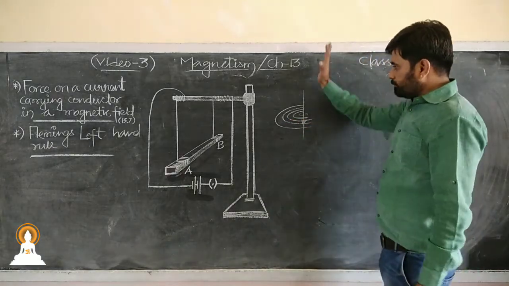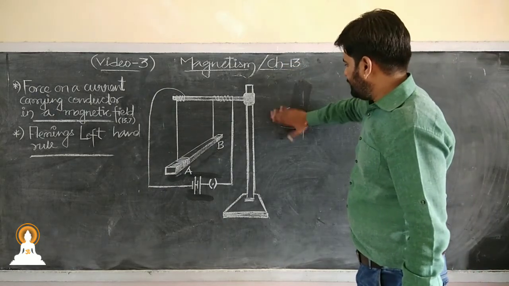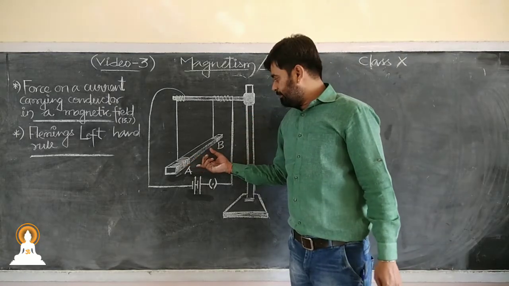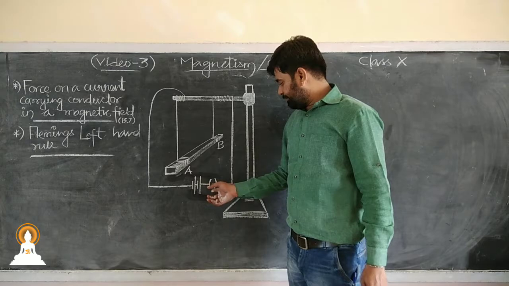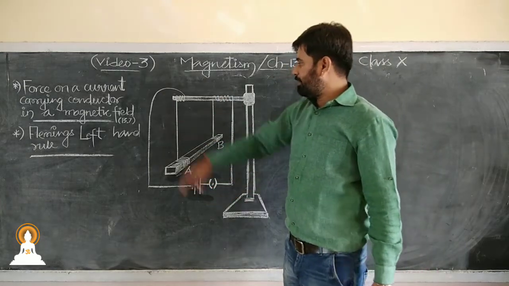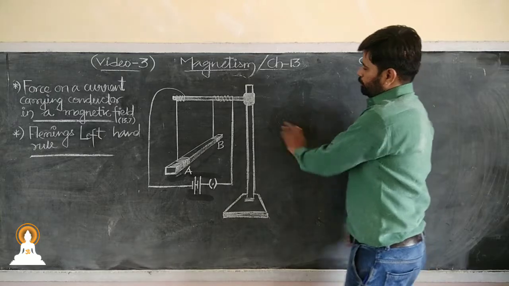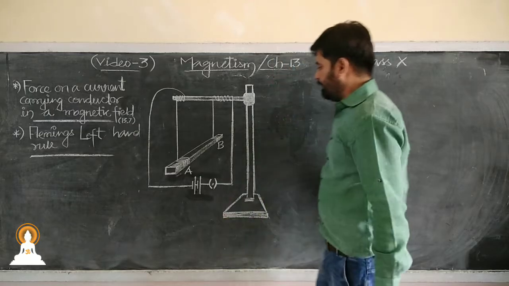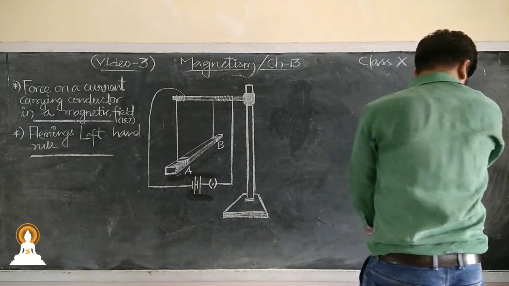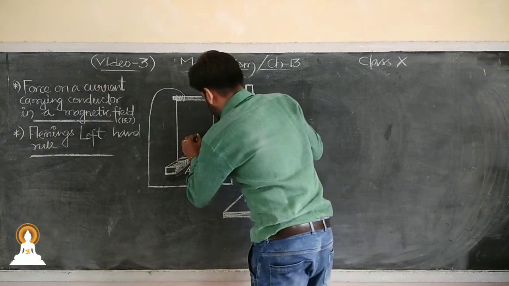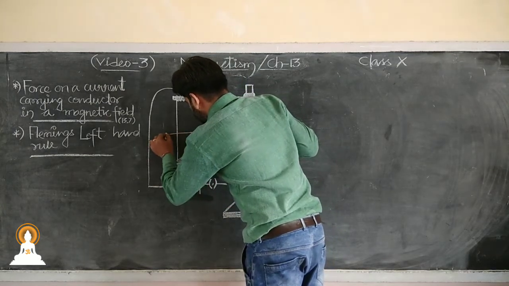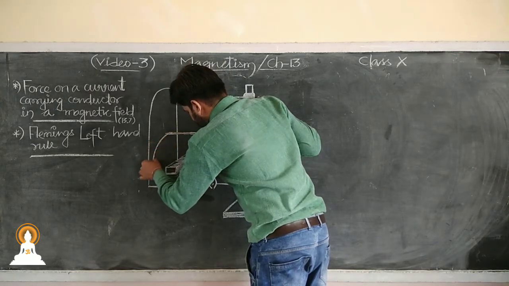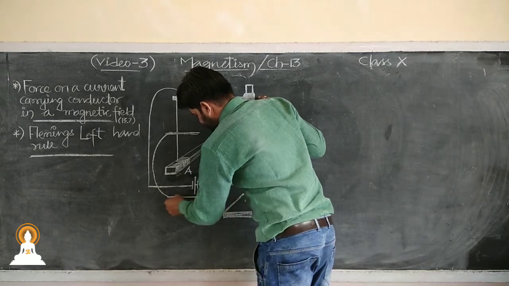Now there is an arrangement in which we have a conducting rod AB, a battery, a key, and conducting wire. Through this we are going to describe the force on a current carrying conductor in a magnetic field. A magnet is also there, a horseshoe magnet, kept like this.